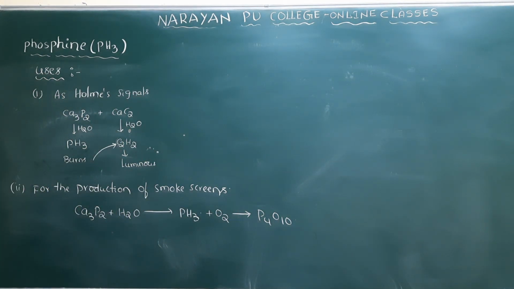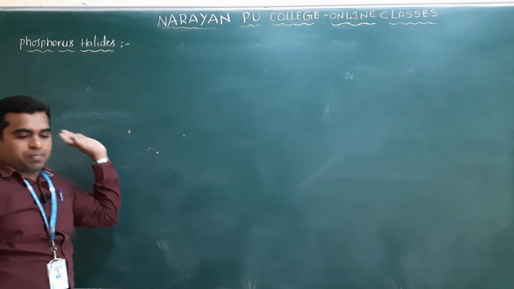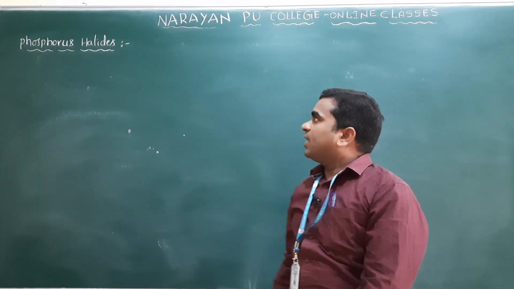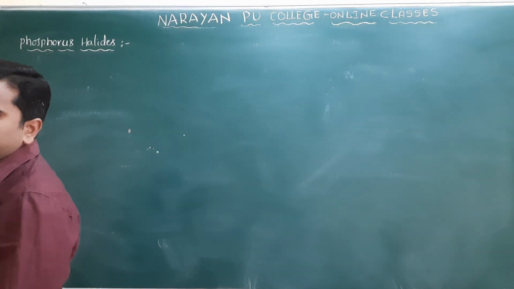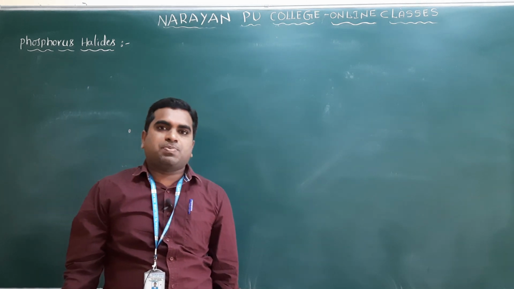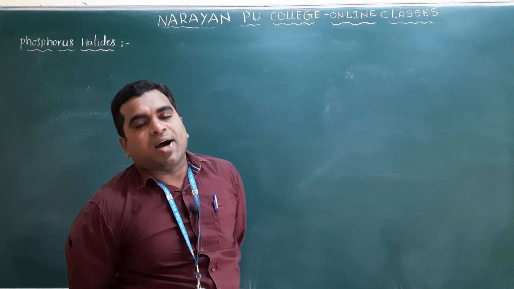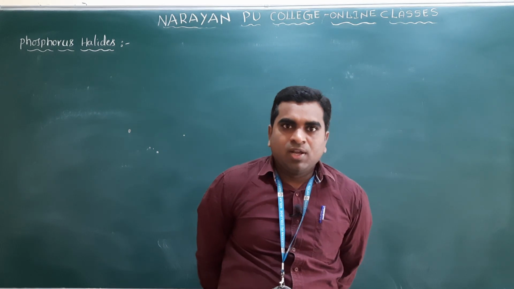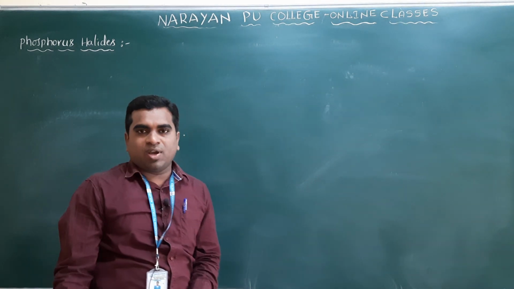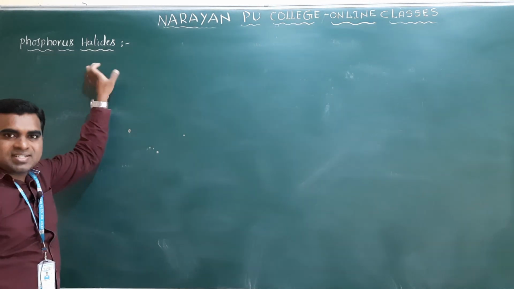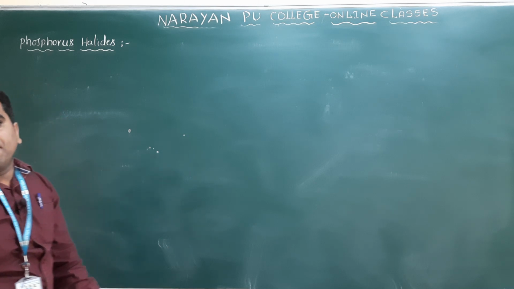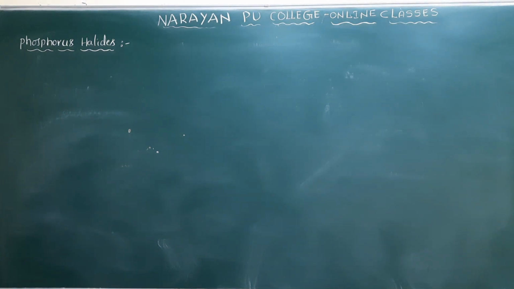Next we will go for phosphorus halides. Phosphine we have completed, and the next topic is phosphorus halides. Group 15 elements mainly form two types of halides: phosphorus trihalides and phosphorus pentahalides. PCl3 and PCl5 we have discussed, right? First we will discuss the phosphorus trihalides, and then the phosphorus pentahalides. Put the heading: phosphorus trihalide.